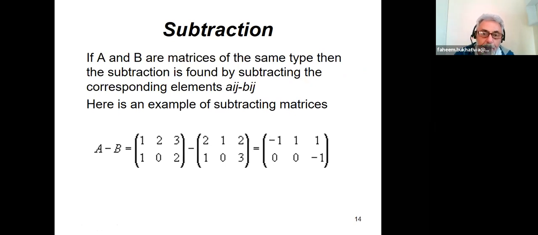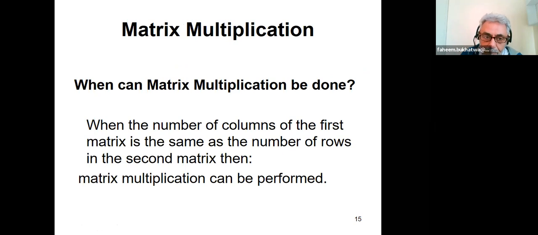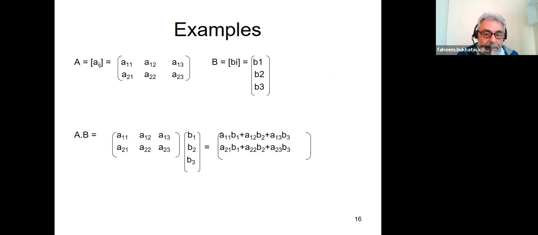But when you are multiplying two matrices, it's a bit more restrictive. In order to multiply two matrices, the number of rows of the second matrix must equal the number of columns of the first matrix. So this matrix here has 3 columns. The second matrix must have 3 rows. That's the limitation. You cannot multiply two matrices if the number of columns of the first one is not the same as the number of rows of the second one.